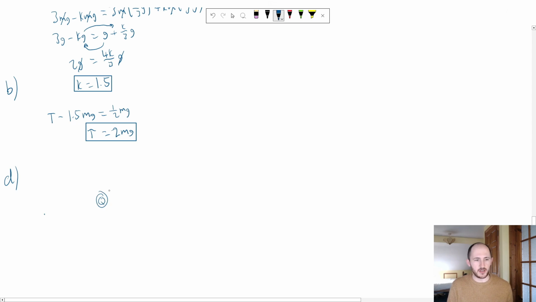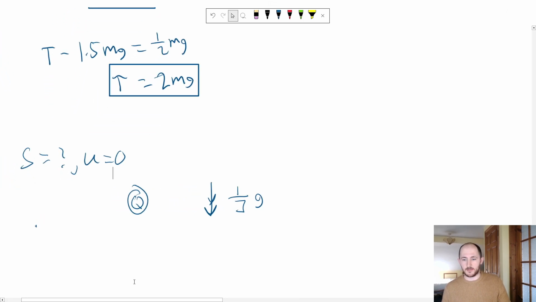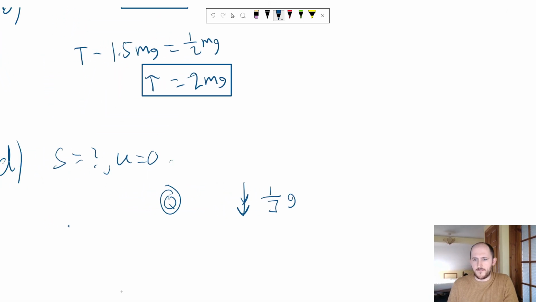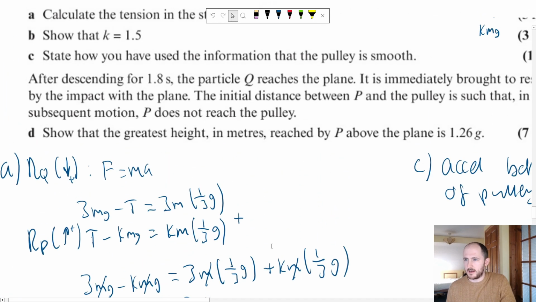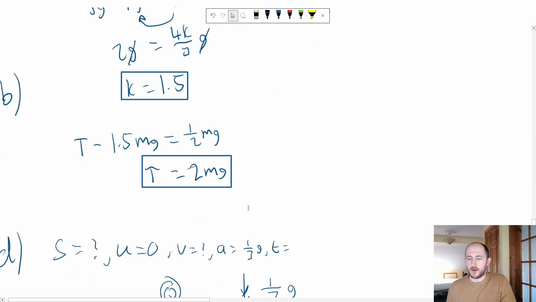Then it has the tension going up, but realistically I care about the acceleration, which is a third g, and we also know that. S we don't know, and we do want that. U is 0 because it's released from rest. Let's zoom in a little bit. V we also don't know. A is a third g, and T, it told me, I just can't remember, it was 1.8 seconds.